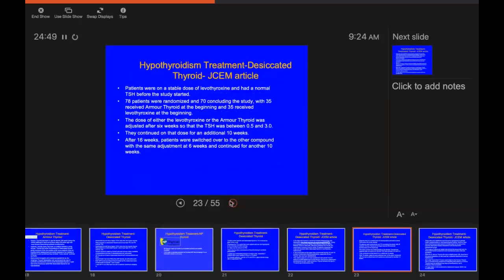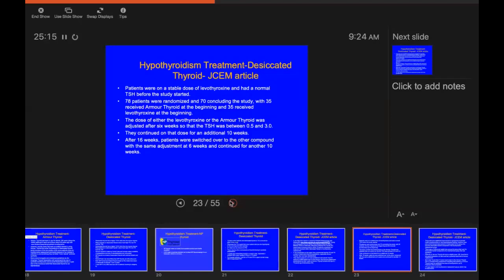So all these patients in the study were on levothyroxine, and they had a normal TSH before the study started. 78 patients were randomized, 70 concluded the study, with 35 receiving Armour thyroid at the beginning and 35 receiving levothyroxine at the beginning. The dose of the levothyroxine or the Armour was adjusted after 6 weeks, and the TSH was between 0.5 and 3. Maybe it might be better to get the TSH a little lower, but I think that was a reasonable choice.